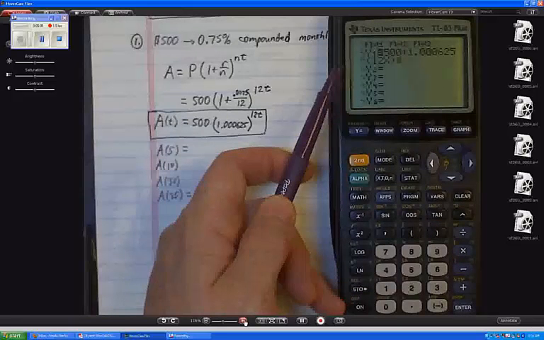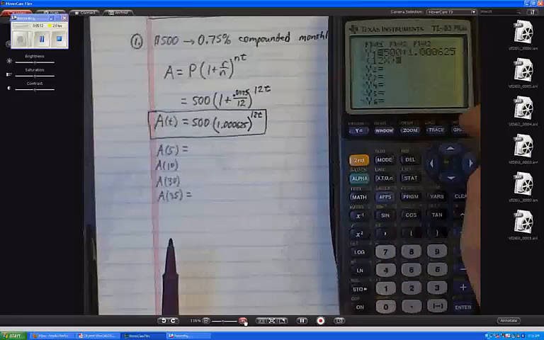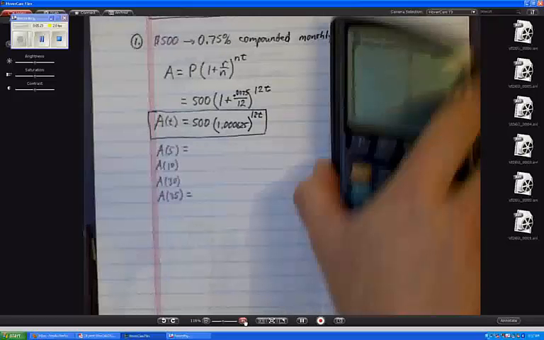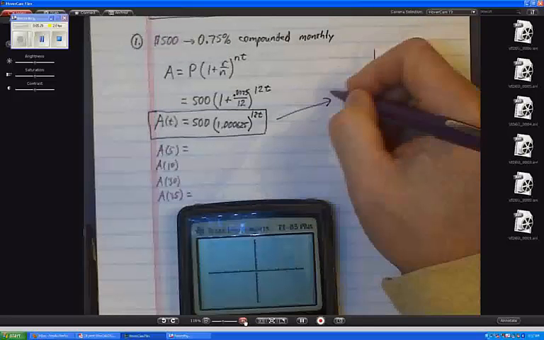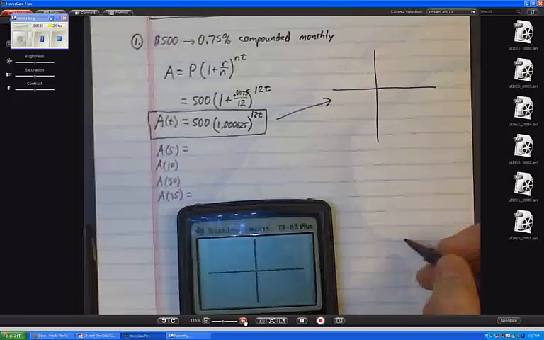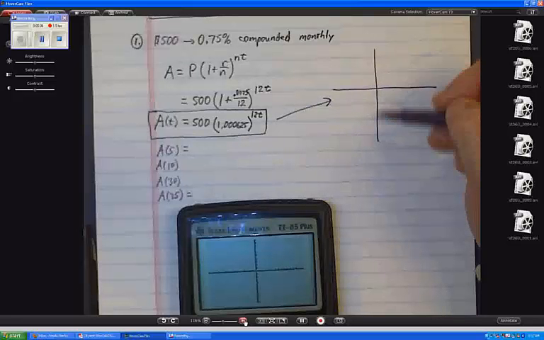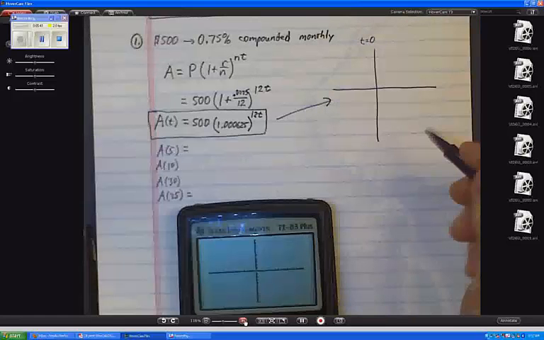I'm going to go ahead and type that in the y equals screen. And then you know what I'm going to do is I'm going to graph it. By the way, if I just press graph right now, I won't see anything. You know why? The window is way off. Let's suppose I were going to graph this by hand. Do you know what the intercept would be here? This, of course, would represent when t equals 0. Do you know what A of 0 is?